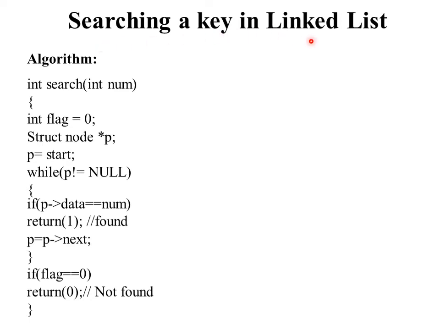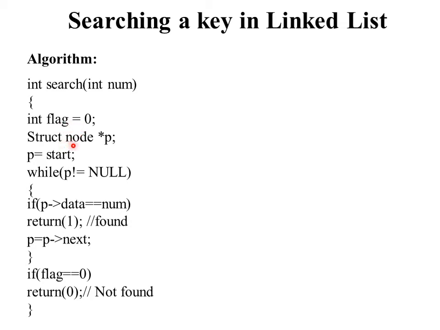Searching a key in a linked list. This algorithm is similar to traversing a singly linked list. Let's start the algorithm. int search(int num). Search is a function and we declare num here. Num means the key that we want to search. Next is int flag is equal to 0. When this condition is true, then the element is not found.